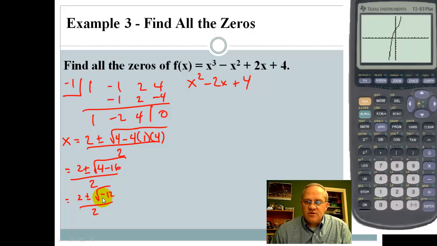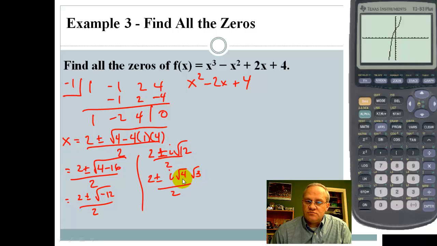Because of the negative here, remember that's i. We can take out that -1 to make i. So let me kind of draw a squiggly line here. So we've got now 2 plus or minus, that's a plus or minus there, i square root of 12 over 2. Can we break down this 12 a little bit? Remember when we broke down square roots? We can think of that as square root of 4 times the square root of 3. So that would be 2 plus or minus i square root of 4 square root of 3 all over 2.